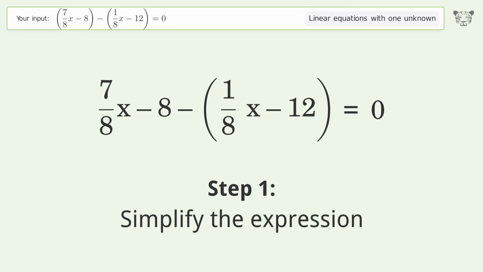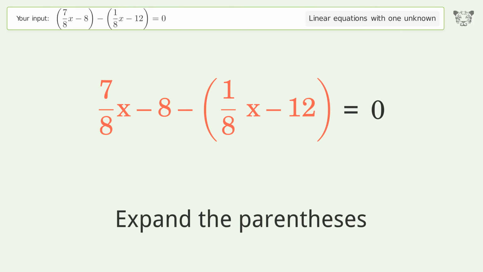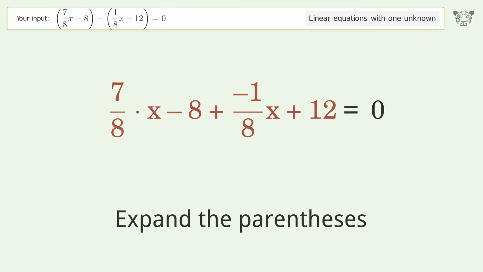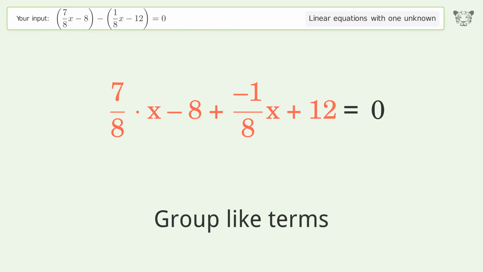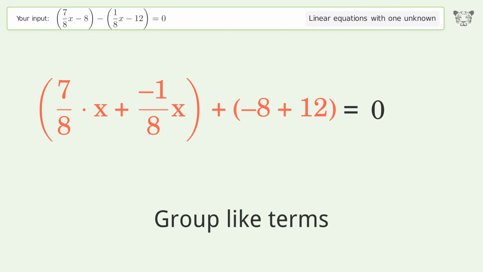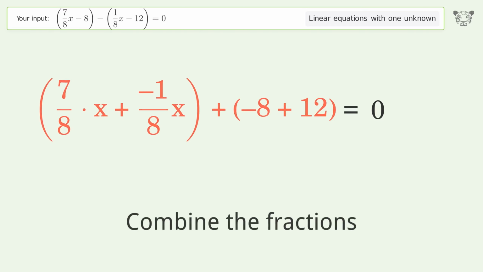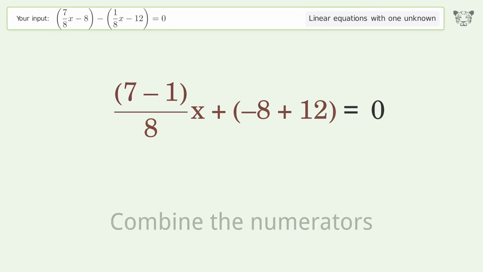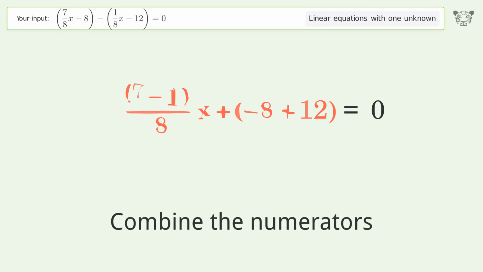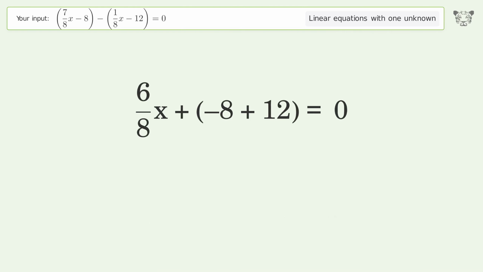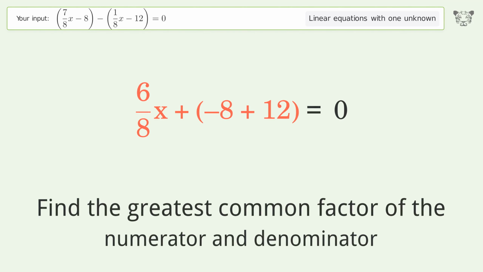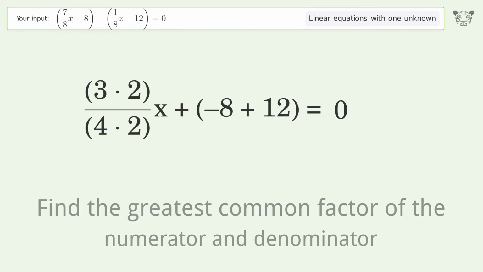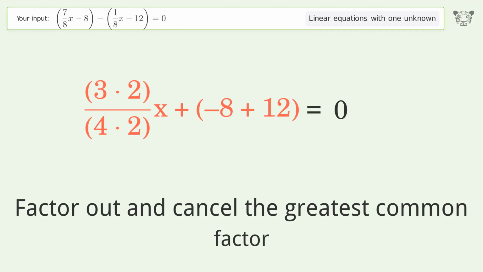Simplify the expression. Expand the parentheses. Group like terms. Combine the fractions. Combine the numerators. Find the greatest common factor of the numerator and denominator. Factor out and cancel the greatest common factor.